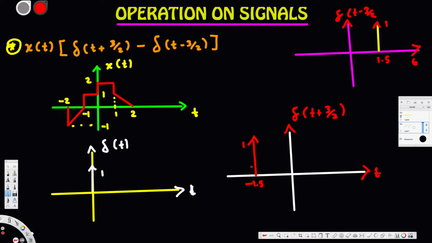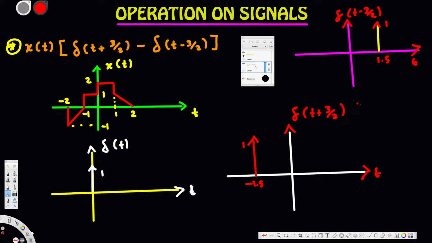Now let's see how we can add them together. First, if you look at the expression, we have delta of t plus 3 by 2 minus delta of t minus 3 by 2. Let's try to combine these two together. Okay, so delta of t plus 3 by 2, we looked at this one. Now if I add delta of t minus 3 by 2, it's going to be what? We are going to have something like this. T minus 3 by 2 is 1, shifted 1.5 to the right. So we are going to have something like this, and this also has area 1.